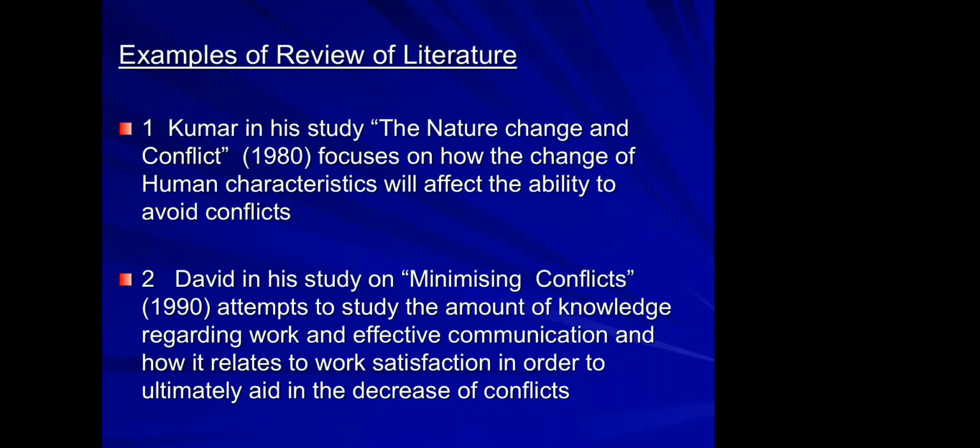See, for instance, this is the way you're going to show the review of literature in your thesis. First, you cite the author's name, the title of the study, the year of publication, and briefly what this particular article is about. It focuses on how change of human characteristics will affect the ability to avoid conflict. So about 100 such articles you're going to review and put as a part of your review. This is the second article that needs review.